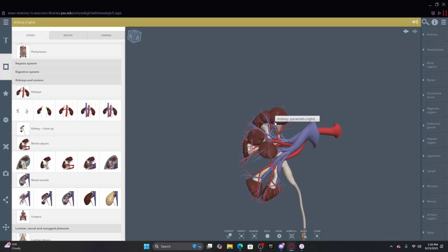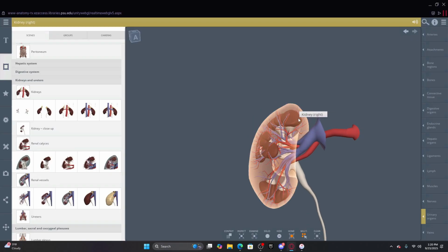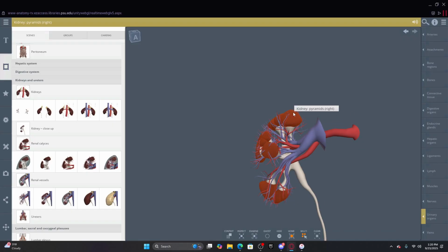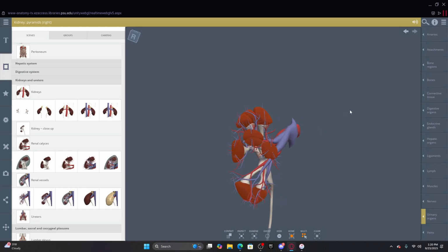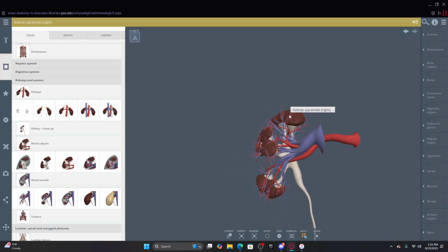If I remove the outside cortex, we have our pyramid. One of these pyramids, if I were to select just one, would be a renal pyramid. If I were to select all of them, that would be the renal medulla. So if all of these are selected, renal medulla. If one individual one is selected, like I have here, that would be a renal pyramid.